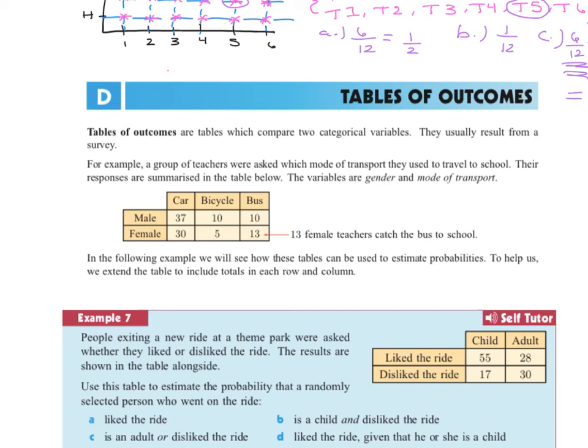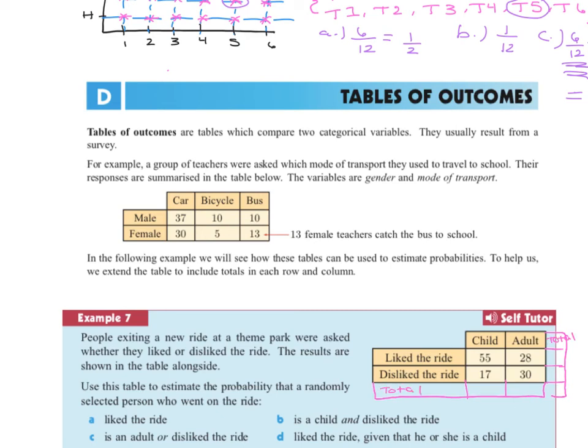To help us, we extend the table to include totals in each row and column. So you don't see totals right now. So what I'm going to go ahead and ask you to do is we're going to extend this. So let's add another row here and another column as well. So I'm going to find the total amount for each of these. So I'm just going to write in total and total.